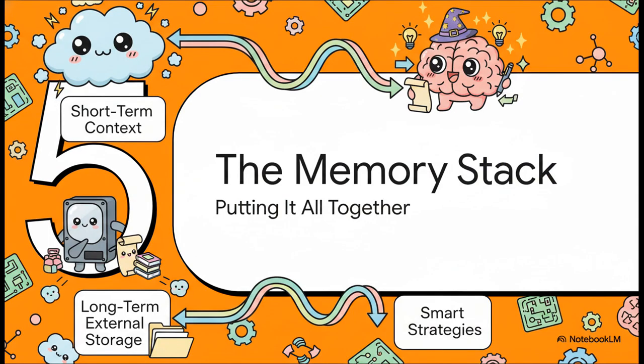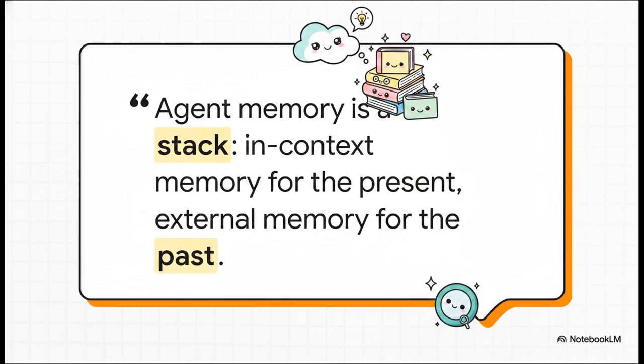So let's put this all together. We have the short-term context, the long-term library, and these smart writing strategies. How do they all fit together to create one cohesive, working system? Probably the best way to think about it is as a memory stack. Right at the top, you've got that fast, in-context memory that's handling the present moment. It's the AI's active, working thoughts. And then layered right below it is that massive external library, always on standby, ready to pull up relevant history and facts from the past whenever they're needed.